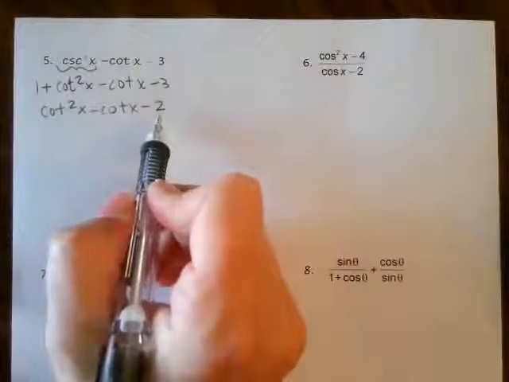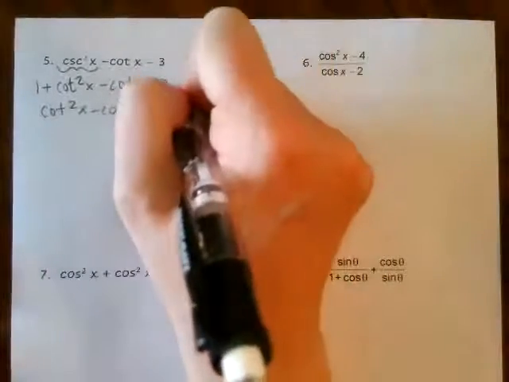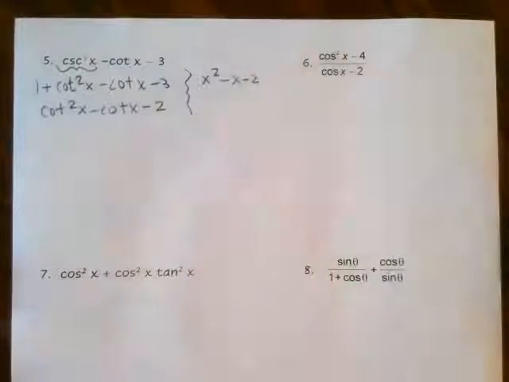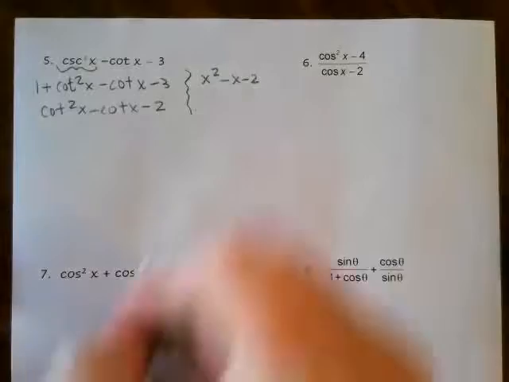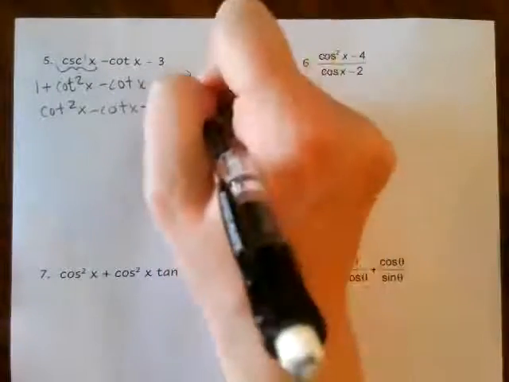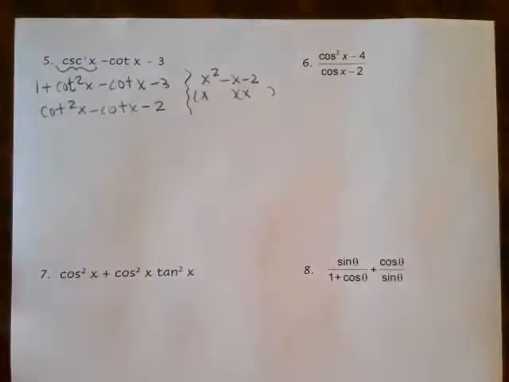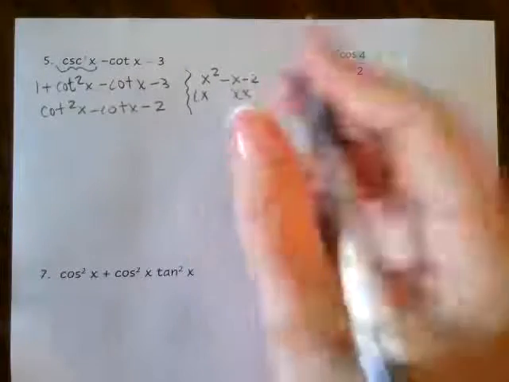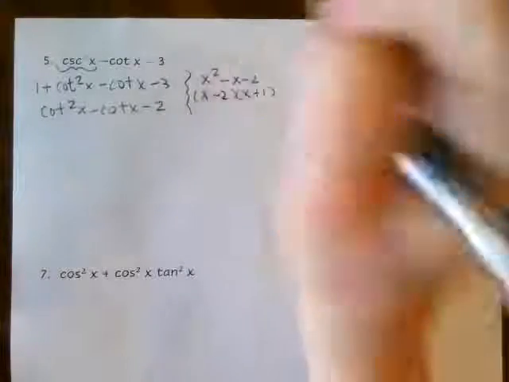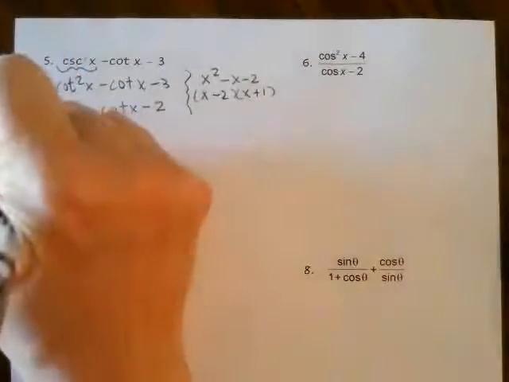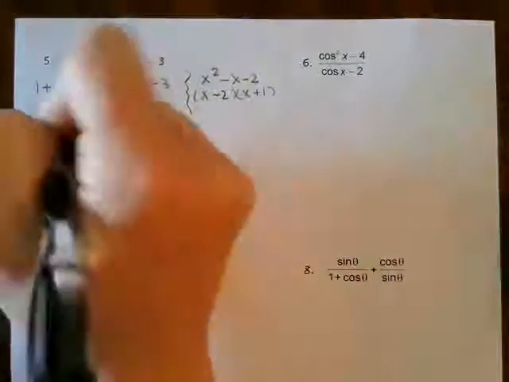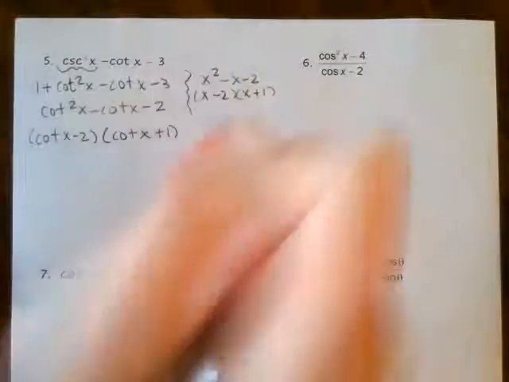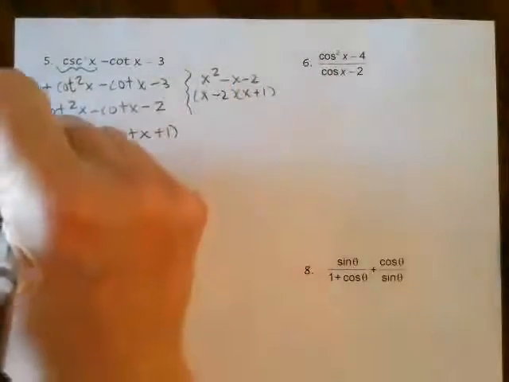Now that we have the trinomial, this is something that factors. So I'll go ahead off to the side again. That's the same thing as x squared minus x minus 2. This is something you should be able to factor. To get x squared, we know that's x times x. And then we're looking for what multiplies to be negative 2 and adds to be negative 1. And that is negative 2 and a positive 1. And so to factor this, that's going to be cotangent of x minus 2, cotangent of x plus 1. So now we've got our factored form there.